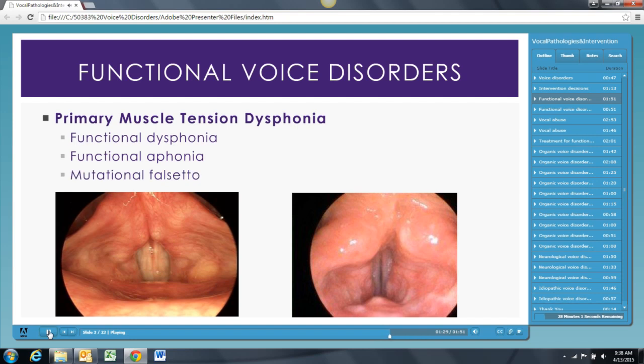Mutational falsetto, sometimes called puberphonia, is another form of muscle tension dysphonia that occurs typically in males who are developing through puberty, but they maintain this excess tension in the laryngeal muscles such that they don't allow their natural fundamental frequency to drop. So they speak with an abnormally high fundamental frequency.